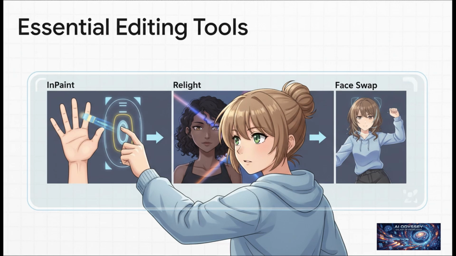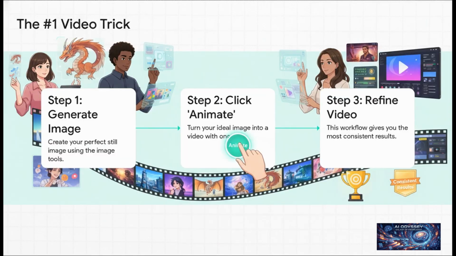Okay, lean in for this one because this is probably the biggest secret for beginners. The #1 trick to get consistent, high-quality video is to not start with a text prompt. Instead, you got to use the image-to-video workflow. So first, you use all those amazing image tools to get the perfect still frame.